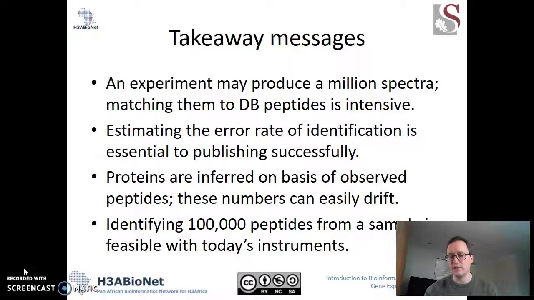So the maturity of this field has really come a long way in the 20 years I've been watching this field. So thank you very much for taking part in the gene expression module for H3A Bionet.